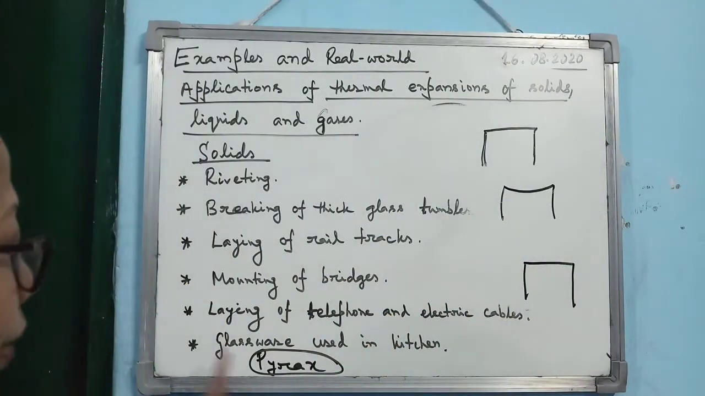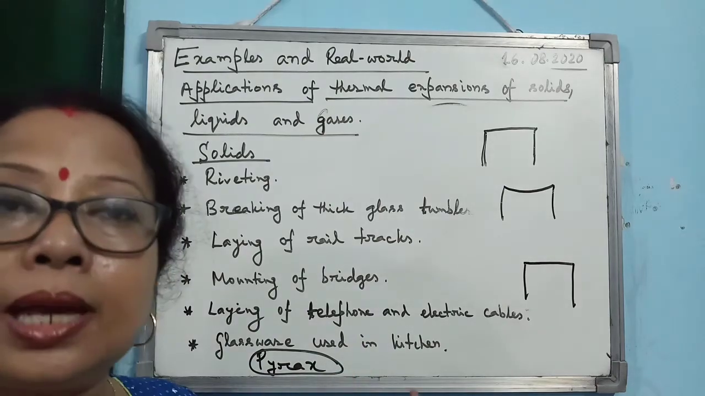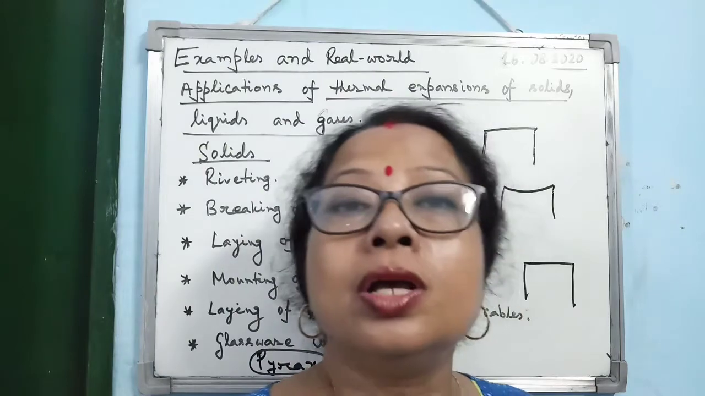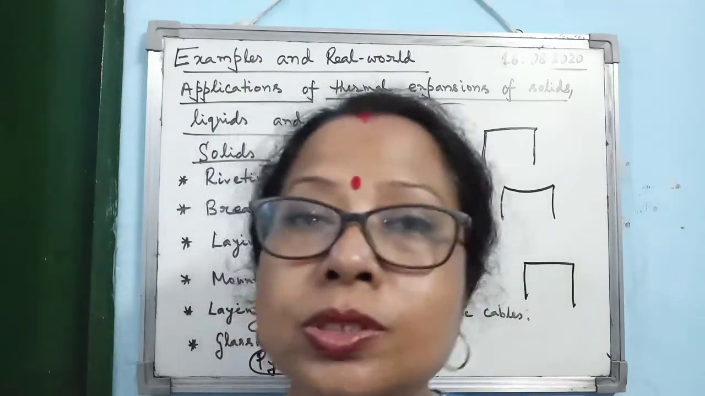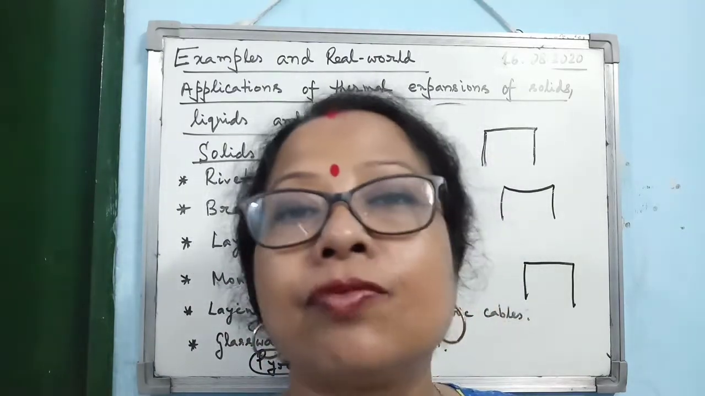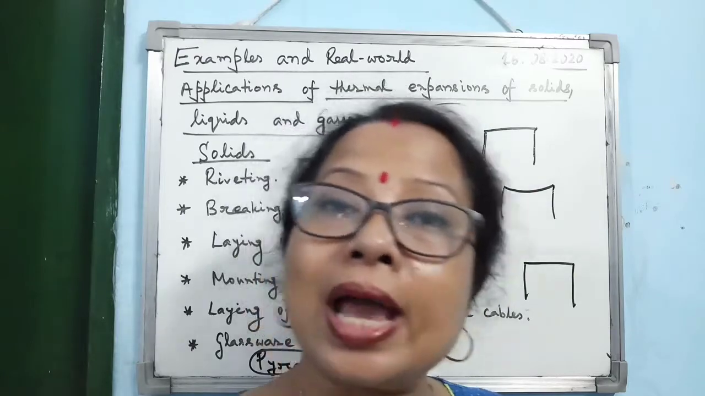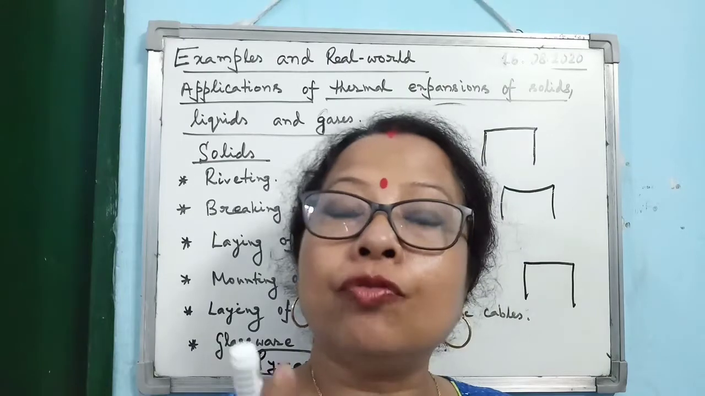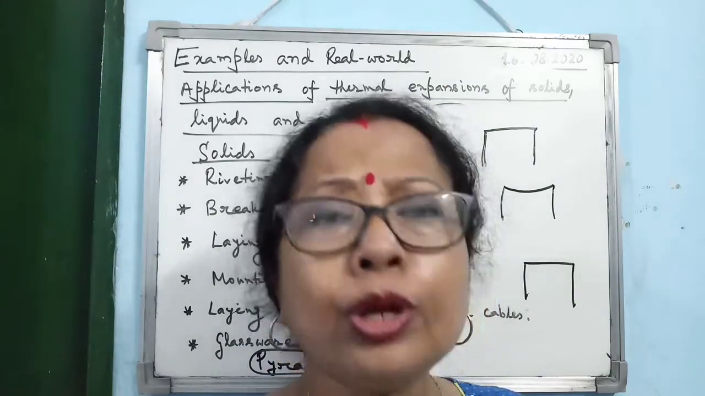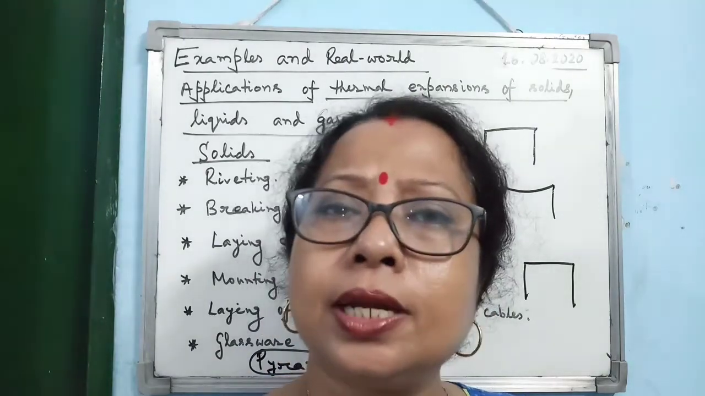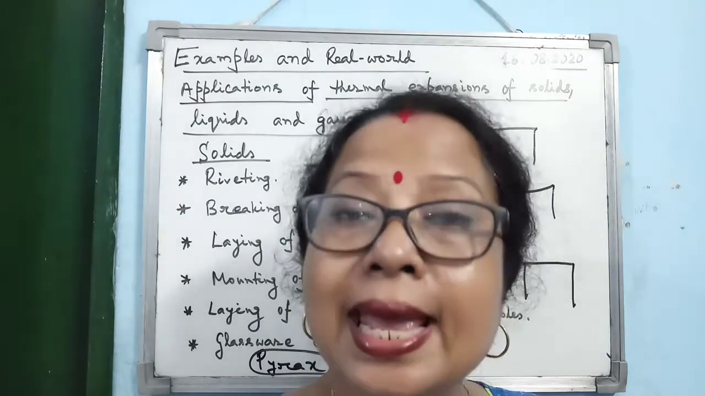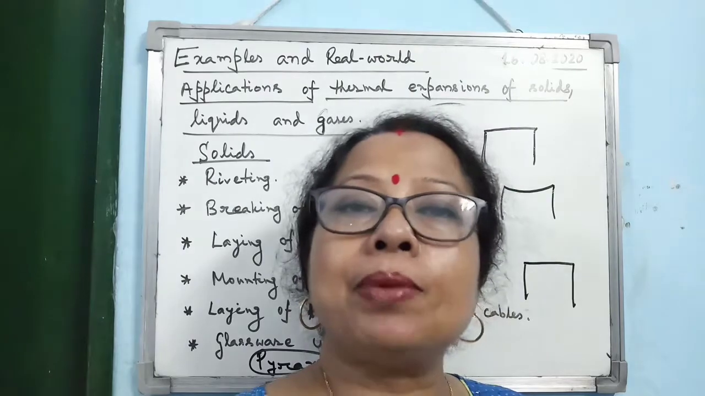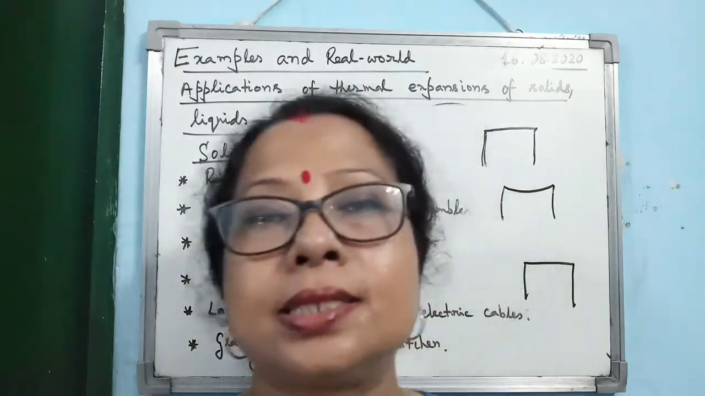So how can you get a question on the last application? Which kind of glass is used for the glass utensils we use in the kitchen? Pyrex. Why Pyrex? This is the first point you have to write: for Pyrex, the coefficient of cubical expansion is very small. As a result, due to increase in temperature, the amount of expansion of Pyrex glass is less.